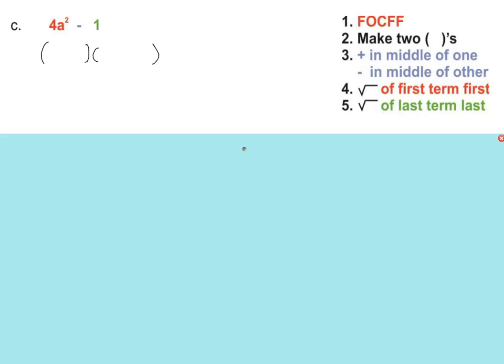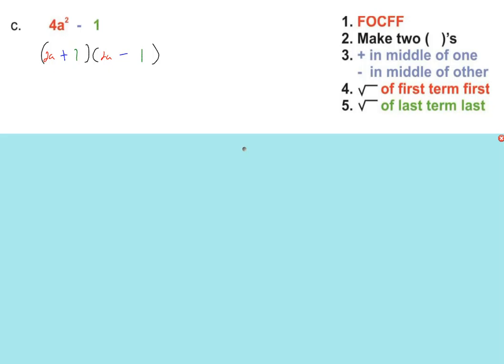Two parentheses, plus in the middle of the front, minus in the middle of the back. Square root of the front goes in the front. That's a 2a. And the square root of a 1 is a 1, and that goes in the back. So 2a plus 1 times quantity 2a minus 1.